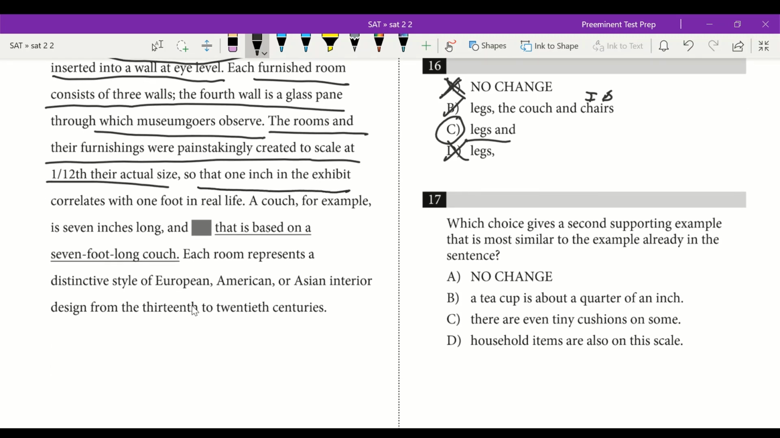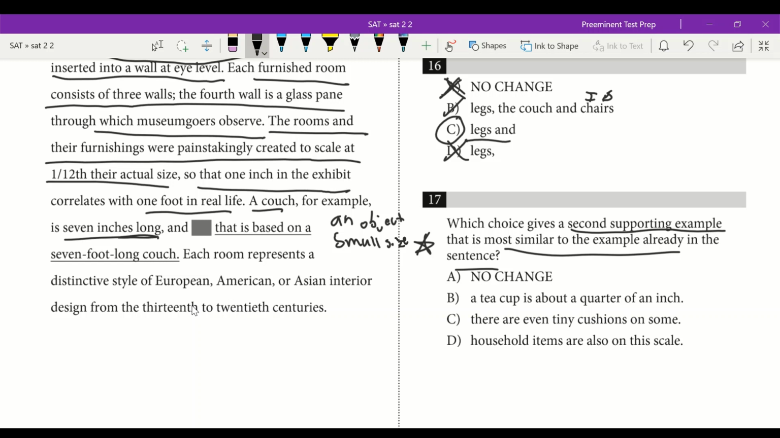Okay. So that 1 inch in the exhibit correlates with 1 foot in real life. A couch, for example, is 7 inches long. And then our question here is which choice gives a second supporting example that's most similar to the example already in the sentence. All right, we will want to come up with our own answer so we aren't swayed by the answer choices. Our first example is saying that a couch is 7 inches long, so we want a second example that's similar. We would want an object and then small size, right? So we want another object with a small size.